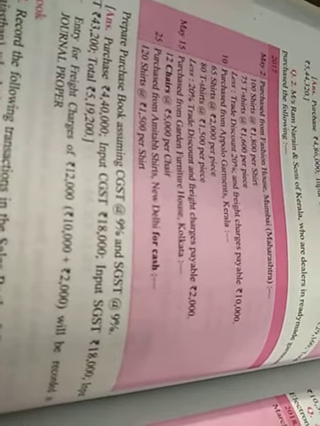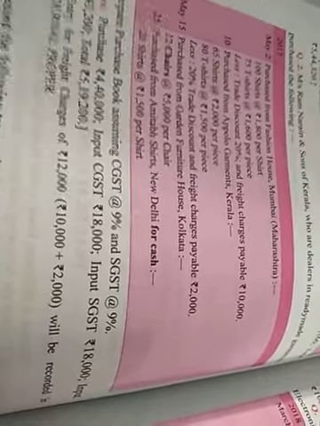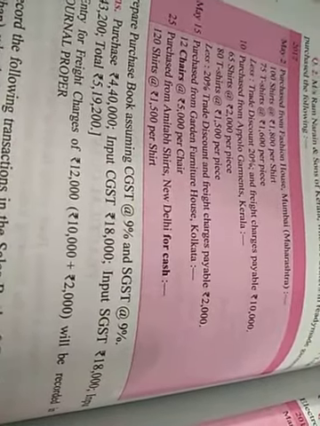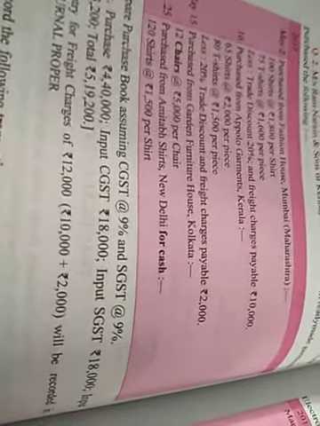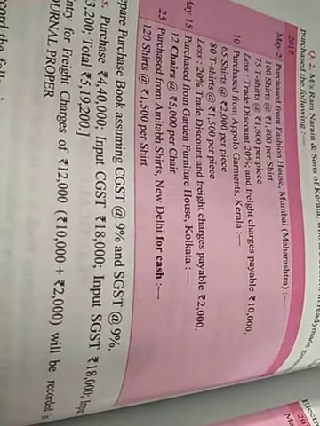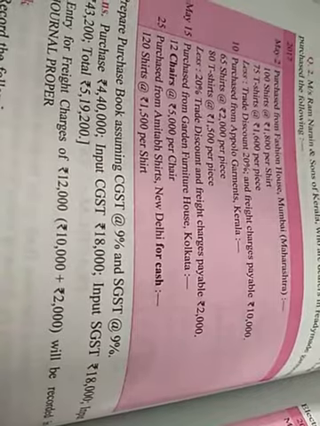Next thing is, in purchase book, we only record the purchase of goods. Goods means the item that we deal in, that we are purchasing for resale. Such items only will be recorded in the purchase book. Any item which you are not purchasing for resale, you are purchasing for self-consumption, will not be recorded in the purchase book. Also, all the items for which you have paid cash, or cash purchases, will not be recorded in the purchase book.